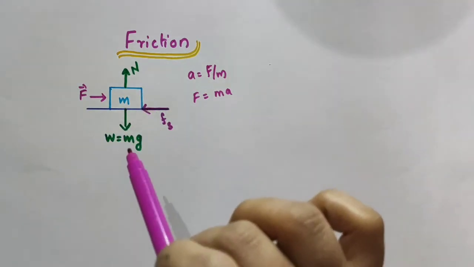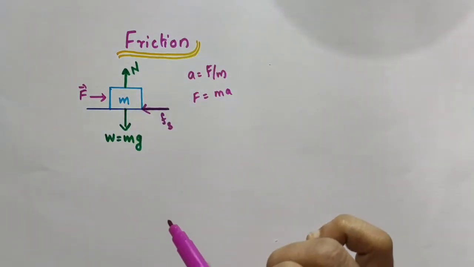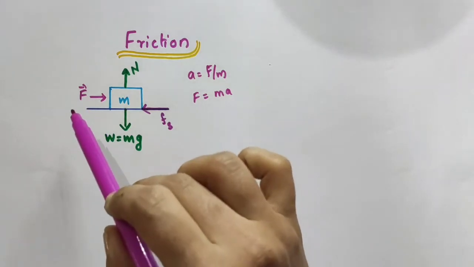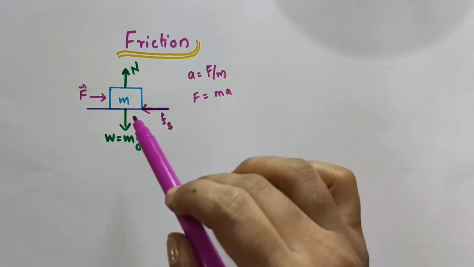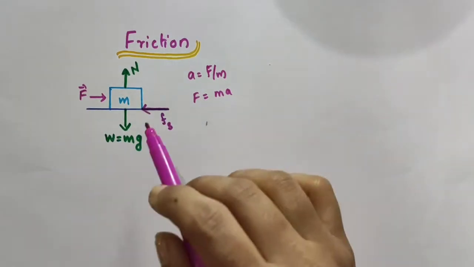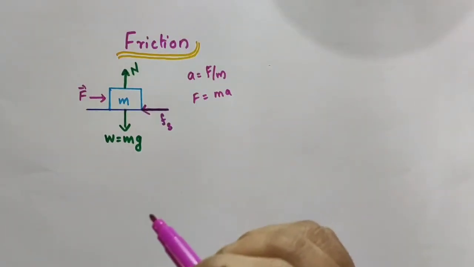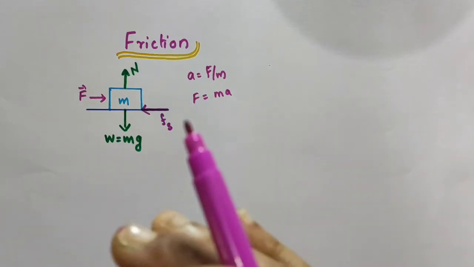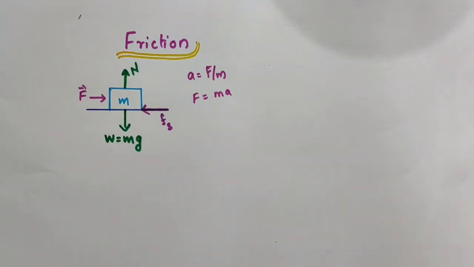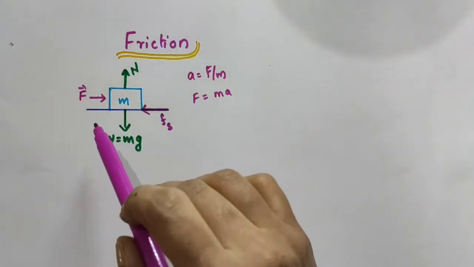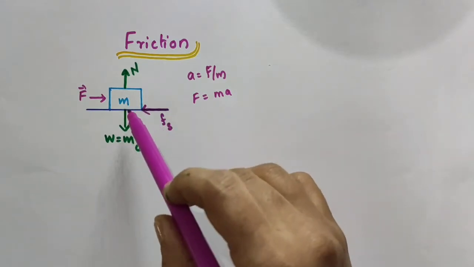But we can increase the static friction only up to a certain limit, beyond which we cannot increase it. When the external force exceeds the maximum limit of static friction, which is called the limiting friction, the body begins to move.